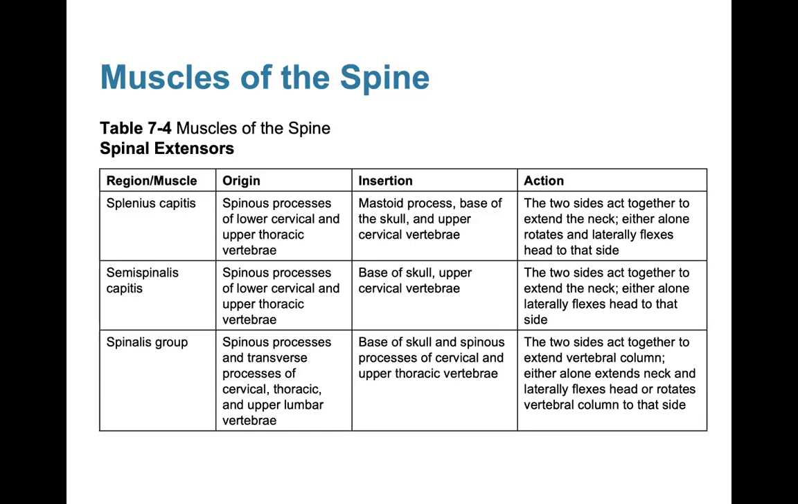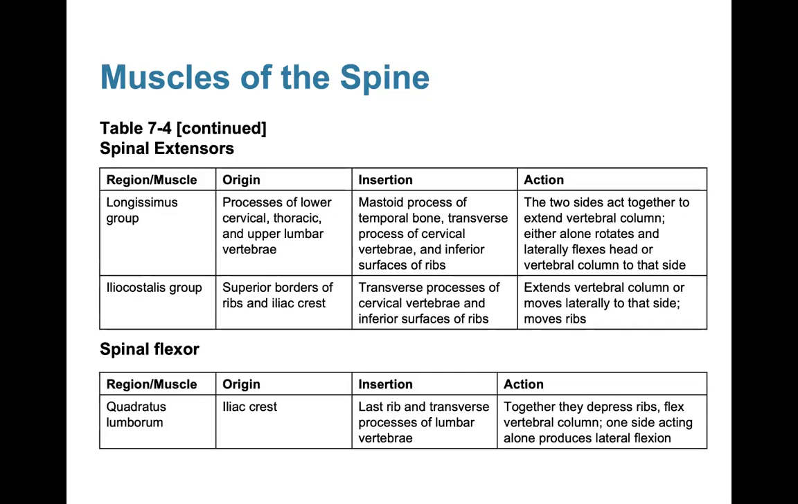And then finally, the spinalis group, the two sides act together to extend the vertebral column. Either side alone extends the neck and laterally flexes the head or rotates the vertebral column to that particular side. The longissimus group, if the two sides act together, they extend the vertebral column. So you notice a lot of these are very similar. If they work alone, they will flex the head or vertebral column to that side.